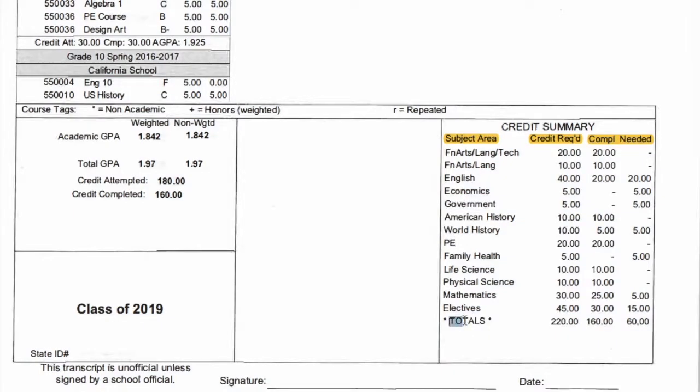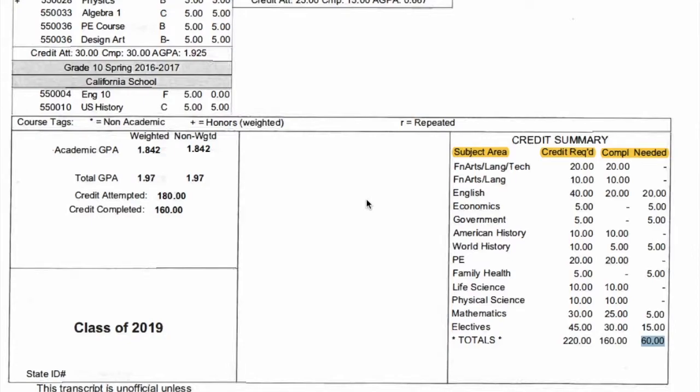So the total required for graduation here is 220 credits. That's a very average number for graduation requirements. So this student completed 160 credits so far and needs 60 in their senior year. So look at question number 3 and fill in the blanks and work out the equations. We want to see if this student can complete these 60 credits in the 1 year that they have left.